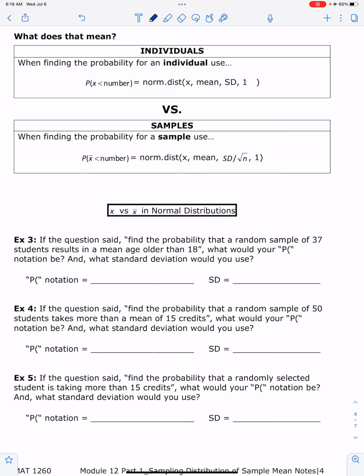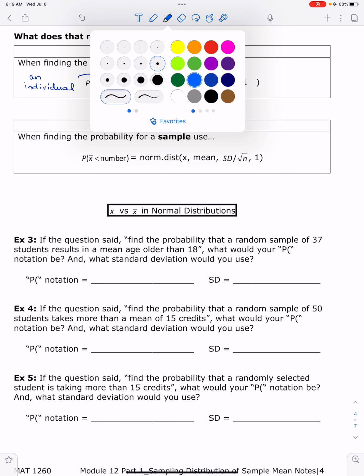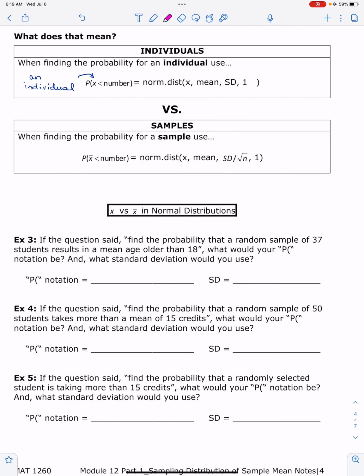So when we are using Excel, when we're finding the probability for an individual, we're going to write this as P of X is less than some number. Again, we use X because we're talking about an individual. Our Excel command, norm.dist or norm.inverse, depending on what we're doing, is that X value, the mean, the standard deviation, and then 1.